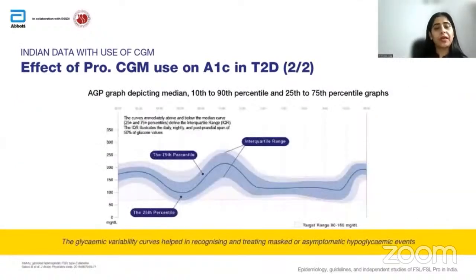Moving on to some more data, these are the AGP curves, and I think this has been discussed by the previous speakers on how you have a median curve and then you have the interquartile range, which is the 25th and the 75th percentile, and then you have the outliers. So glycemic variability curves help in recognizing and treating the masked or asymptomatic hypoglycemic events. So the thinner the curve, the better it is, the less is the glycemic variability, and better is the glycemic control and improved time in range.